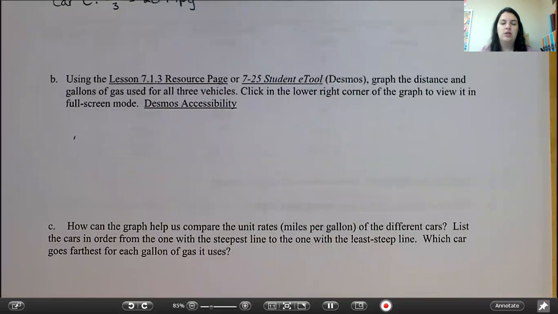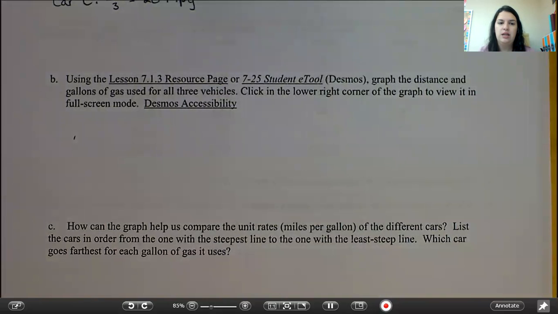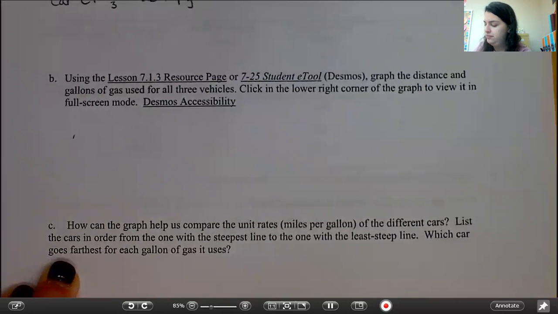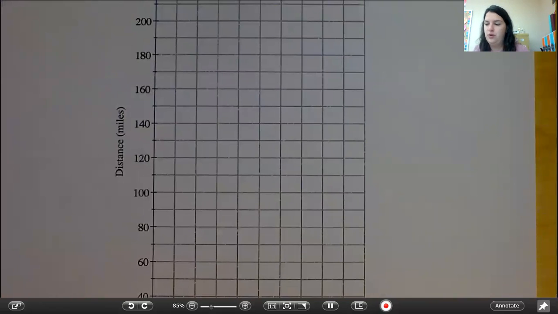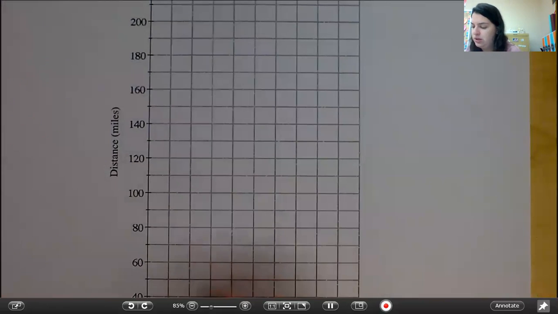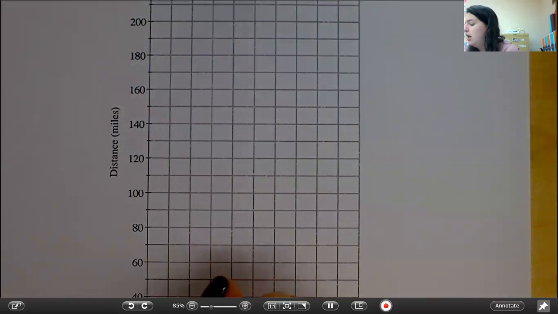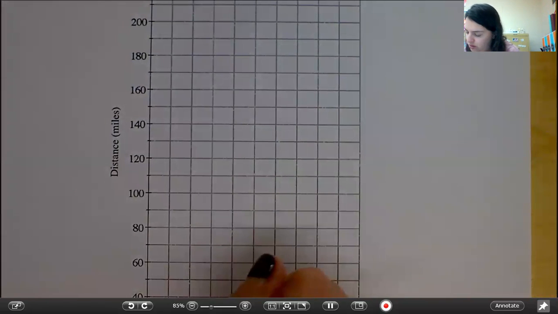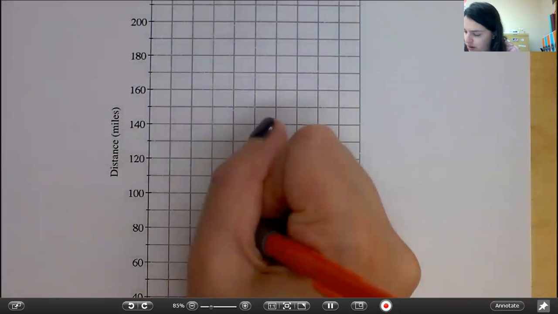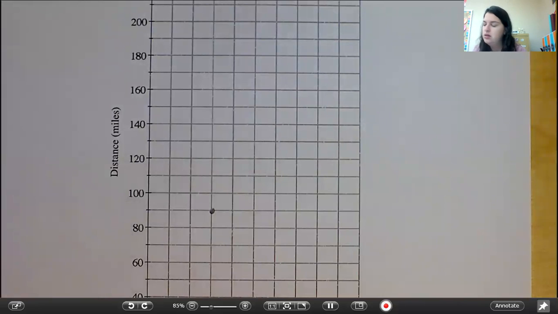Part B says, using the lesson 713 resource page, graph the distance and gallons of gas used for all 3 vehicles. So you're going to come to your resource page, and it's already made for you. The graph is maximum miles. You are going to graph each of the cars. So obviously, car A starts at 0, 0, so you have a point at 0, 0. Then at 3 gallons of gas, the car went 90 miles. So 10, 20, 30, 40, 50, 60, 70, 80, 90. Put a point there. Okay? And you will continue on.